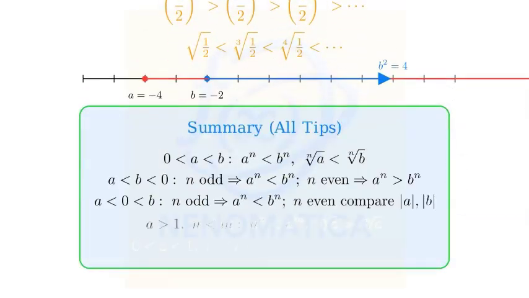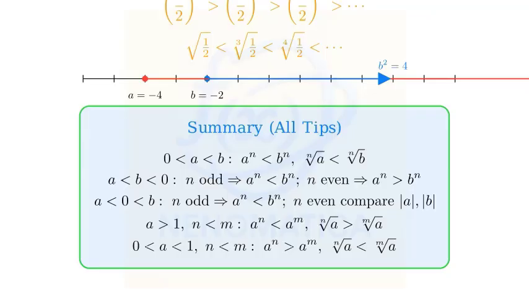Summary: positive bases preserve order for both powers and roots. Negative bases, odd powers and odd roots preserve order. Even powers reverse it. Mixed signs, odd exponents preserve order. Even exponents compare absolute values. For bases greater than 1, increasing exponents make values larger and higher index roots get smaller. For bases between 0 and 1, increasing exponents make values smaller and higher index roots get larger.